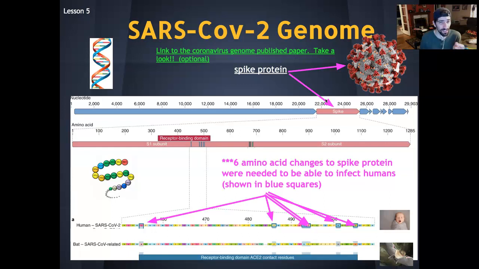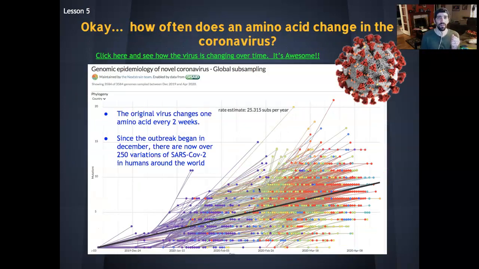If you change the amino acid in those 6 places, then all of a sudden, boom, we go from a virus that is able to only infect bats to a virus now that can infect humans. Okay? So if you only need to change 6 of them for it to be able to infect humans, and these coronaviruses are happening in bats all the time, that's kind of scary. I wonder how often those amino acids change.